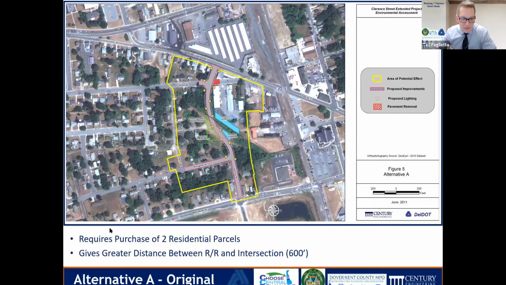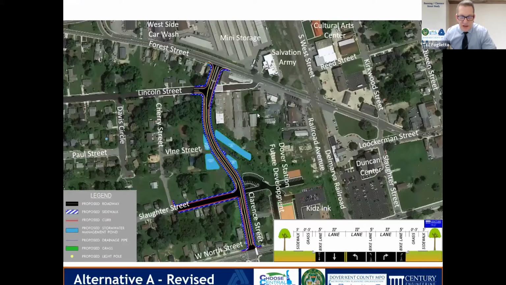Couple of things to talk about with it. When we originally looked at this alternative, it would require the purchase of 2 residential parcels, but it does give a good distance between the railroad tracks and the new suggested terminus, as opposed to where Lincoln Street would come in. That's a pretty close connection. This is about 600 feet away from the railroad tracks. So that was the original alternative A.